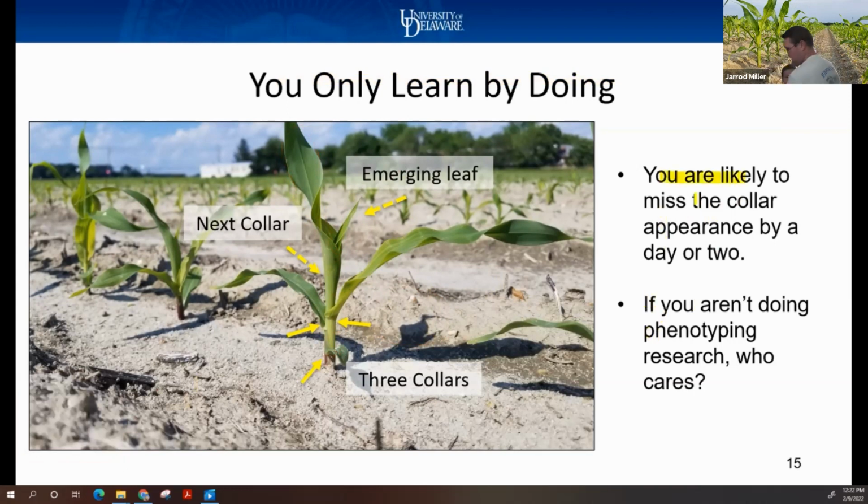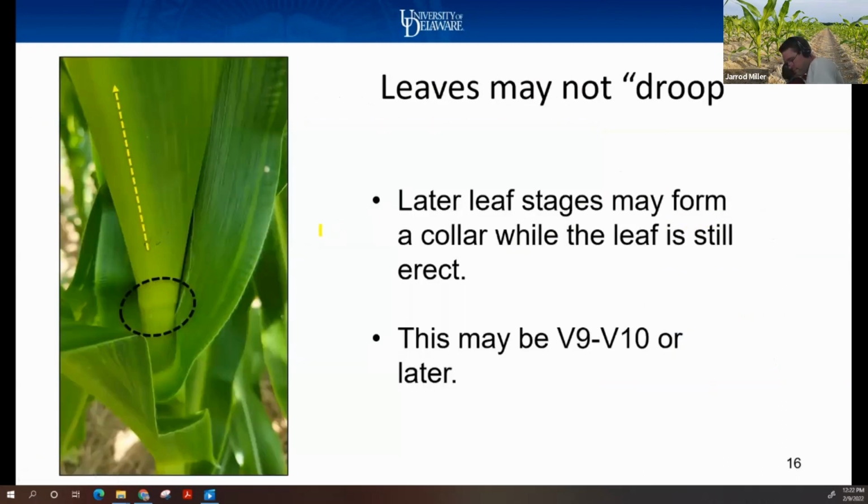You're likely to miss the collar appearance by a day or 2. I can't come out here every day to some of these sites. I'll miss it. I have to take a guess from walking out there. So I definitely call this V3, because this isn't even close to drooping. So V3, when's V4 going to happen? It could be 2 days, it could be tomorrow, it could be 5 days. But if you aren't doing phenotyping research, who cares? If you're just trying to get in the ballpark, then you're close enough.